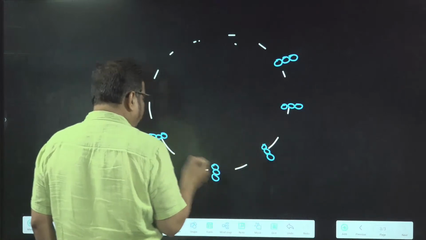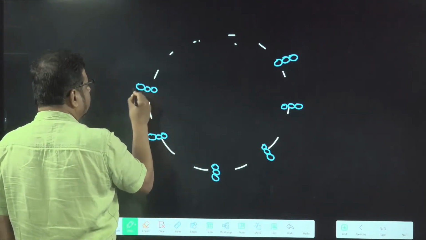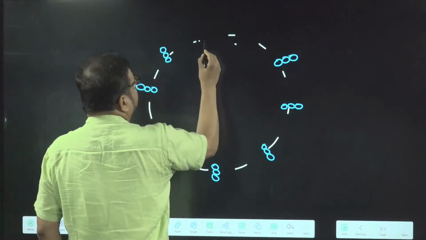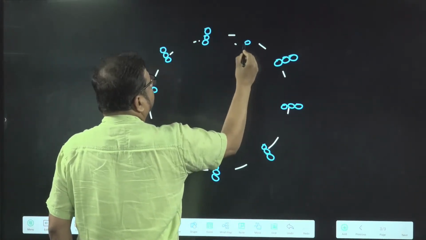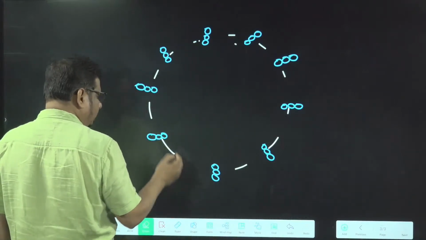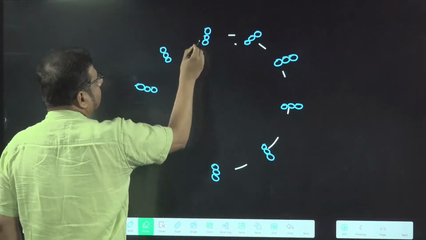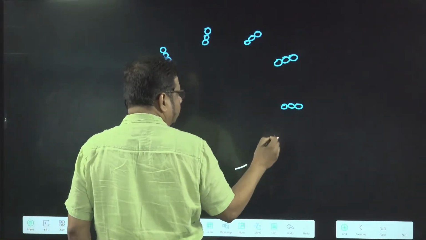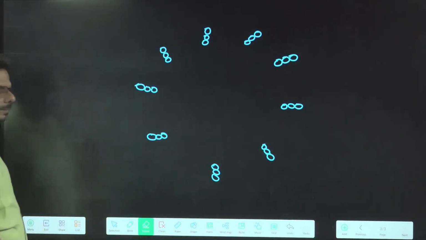1, 2, 3, 4, 5. Now it is another triplet, 6. Another triplet, 7. Another triplet, 8. Another triplet, 9. So these are 9 peripheral triplets. I am removing these white dots; I just took them as a reference. Okay, so these are the 9 peripheral triplets.